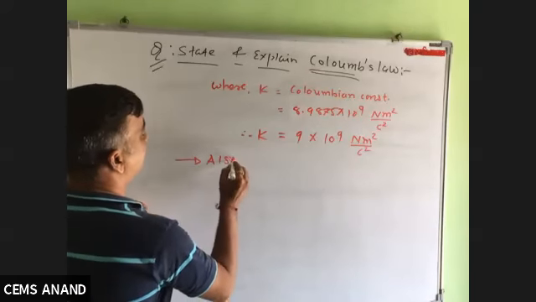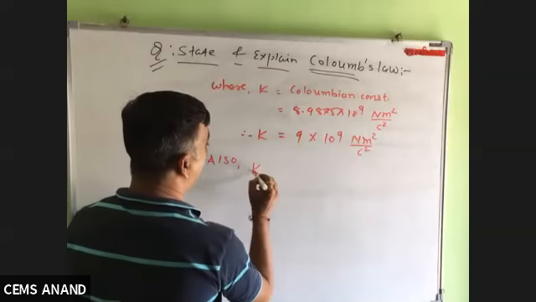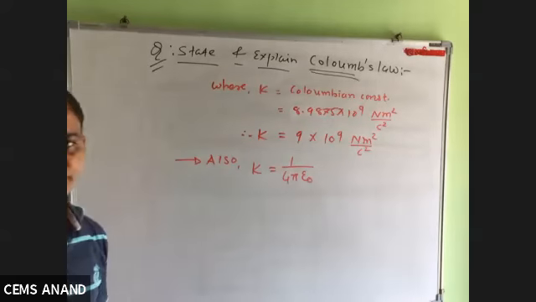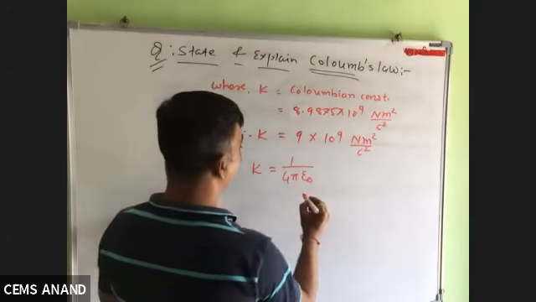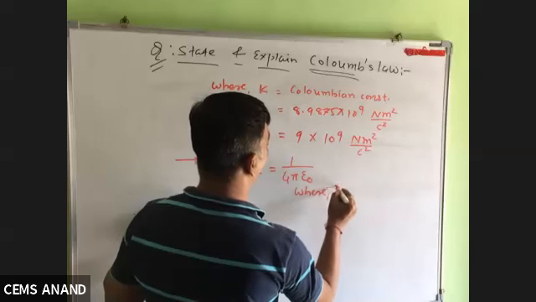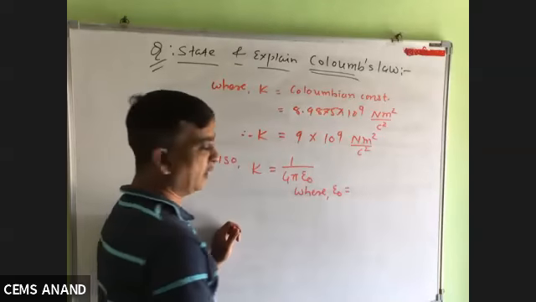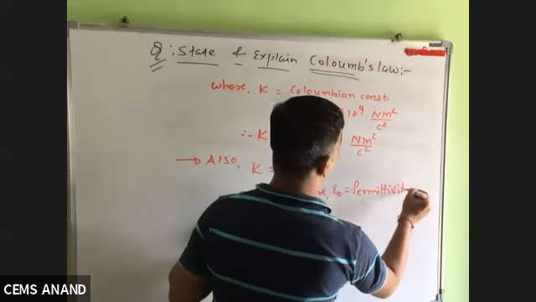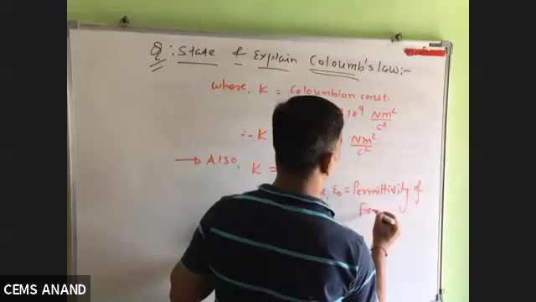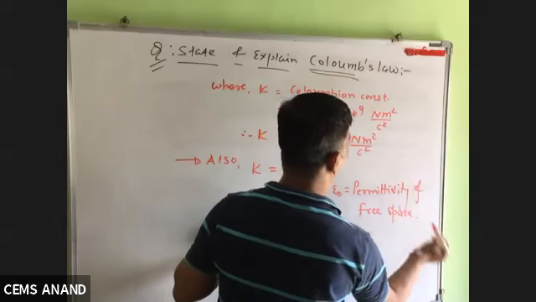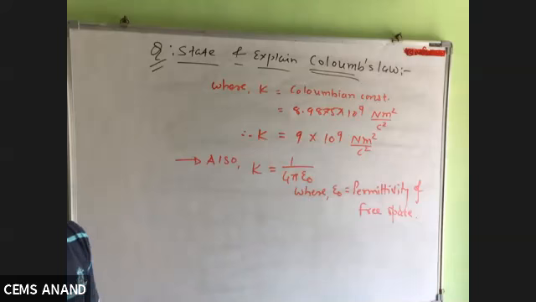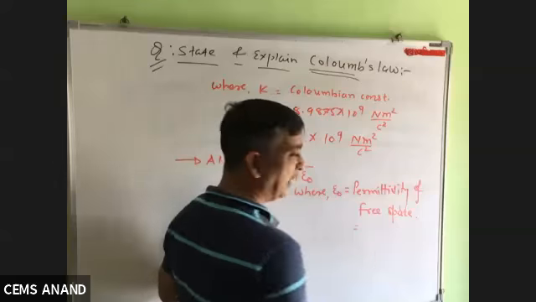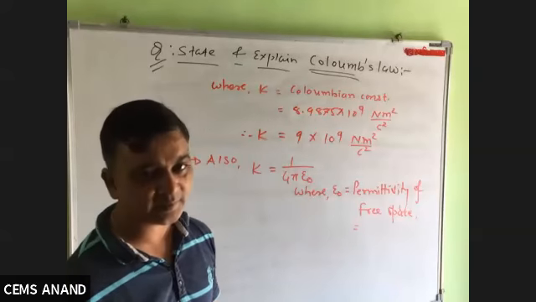Also, K is equal to 1 upon 4 pi epsilon 0, where epsilon 0 is the permittivity of free space. Permittivity of free space. And how can one calculate the value of epsilon 0 from this?